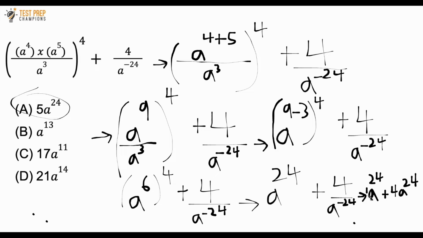So you can think of it like this. You can think of it like 1a to the 24 plus 4a to the 24. We're going to take this 1 and this 4 and add them. And you can think of it as just bringing the a to the 24 along for the ride. So 1 plus 4 equals 5, and we're bringing that a to the 24 along for the ride, and that's how we get 5a to the 24.